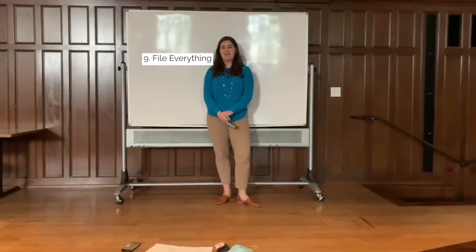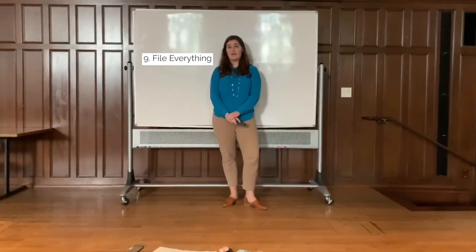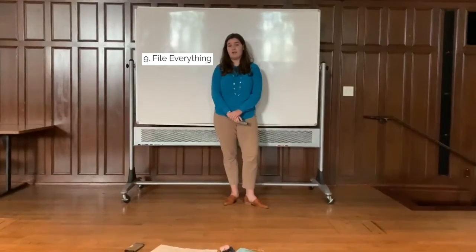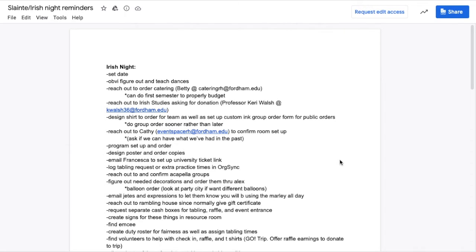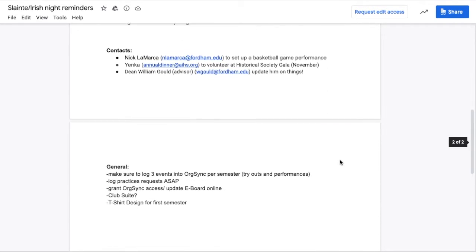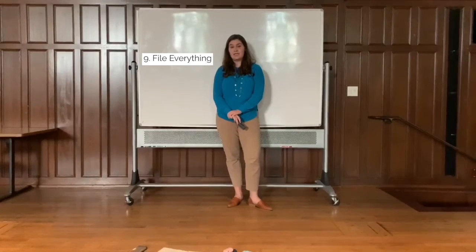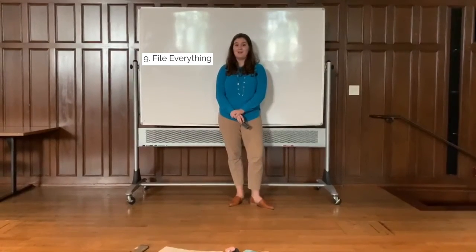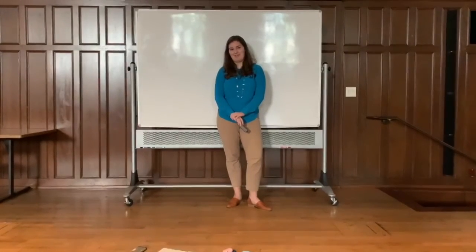Step 9 is to file everything. Filing everything is incredibly important because it helps you keep track of what went well and what can be improved on for next year and gives you a record of how you put together the event. You want to make sure you file everything from brainstorming ideas to planning notes to who you contacted and what order you contacted them. And most importantly, you want to make sure you file your evaluations so you can see what went well and what can be improved on for next year.